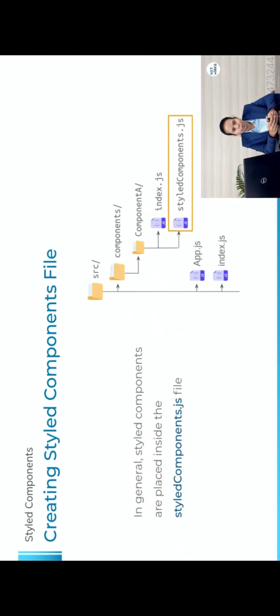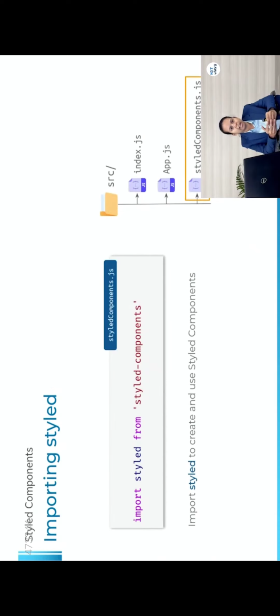Now, let's start writing the code. So generally, the best practice is we place the styled components in the styledComponents.js file. So for each component, we create a styledComponents.js file and we write the styled components within this file. So for the App component, we want to write the styled component. So let's create the file for it. There you can see. And now we are using styled, which we have to import from the styled-components third-party package. So we are doing that.